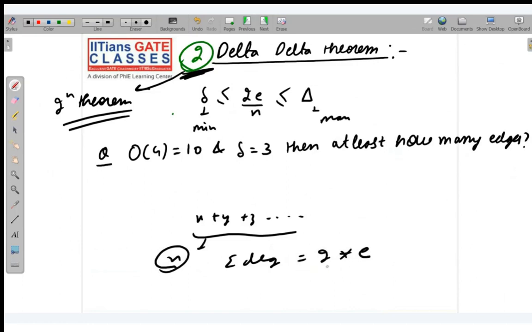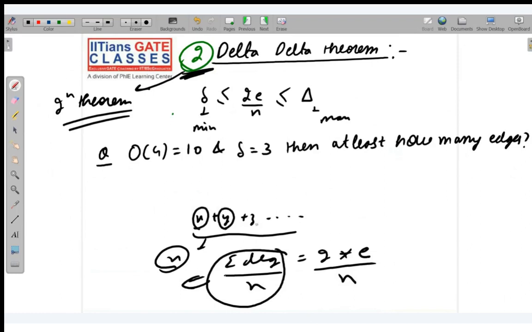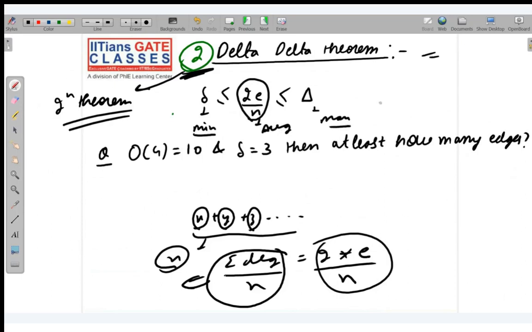So if I divide it by n, and here also divide by n, so sigma degree by n, what is this? If I have, say, 10 students in my class, one has weight x, another has weight y, another has weight z, and so on. Average weight, how will you find? You will sum them up and divide by n. So sigma degree divided by n is your average degree. Sigma degree is 2e, so 2e by n is the average degree. And you already know the average will be greater than or equal to minimum, and less than or equal to maximum. This is known as the delta delta theorem.